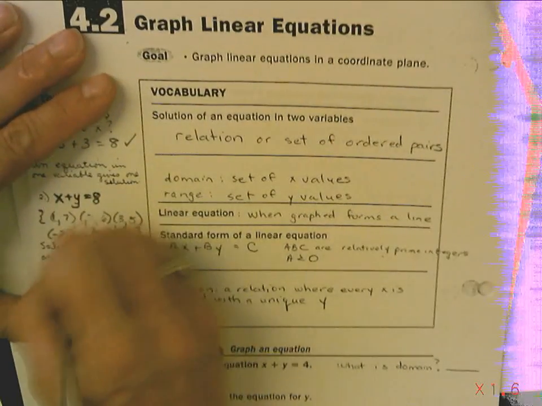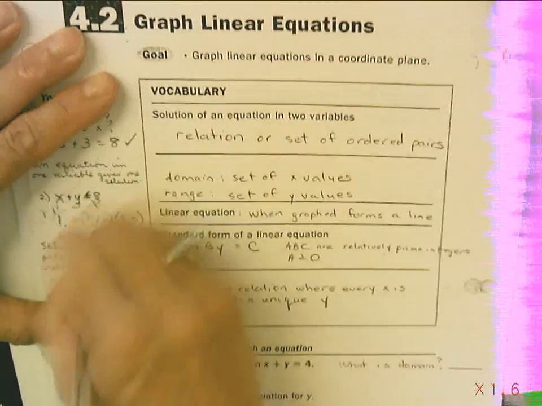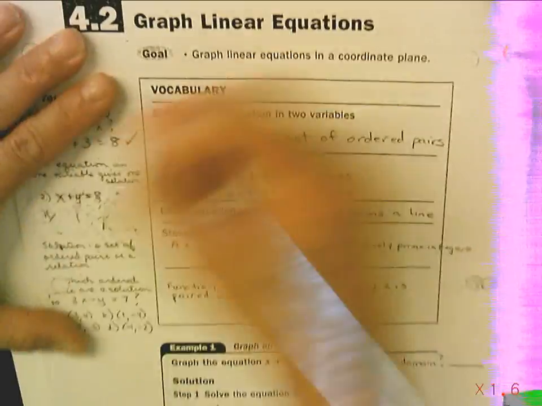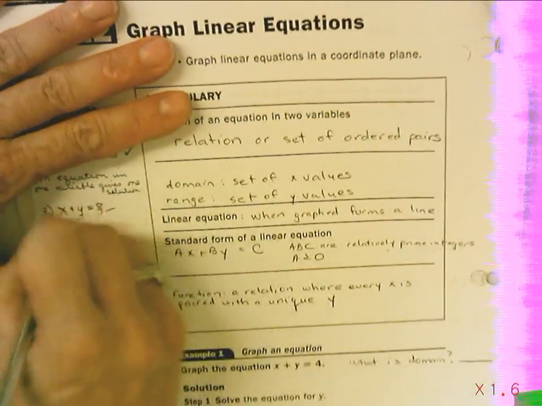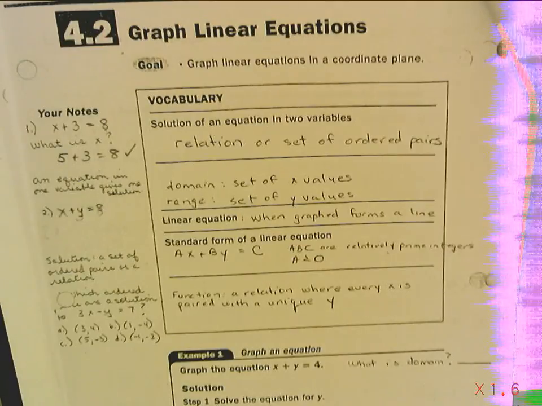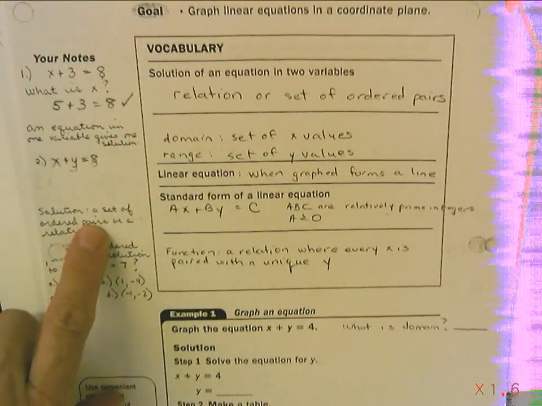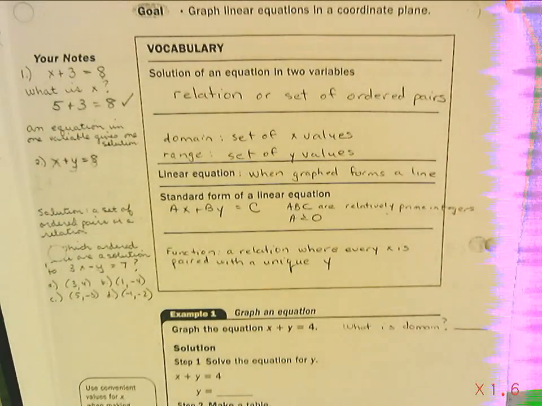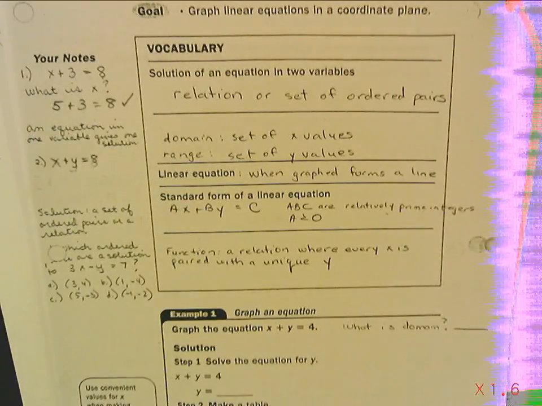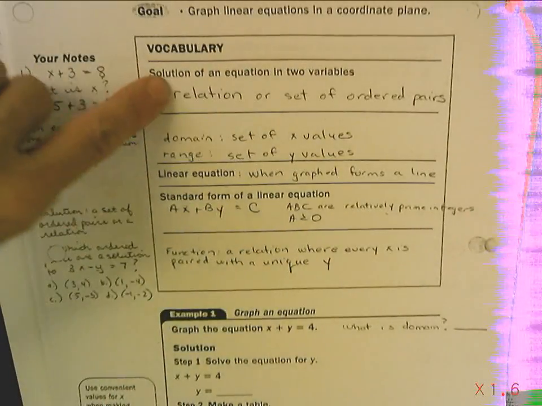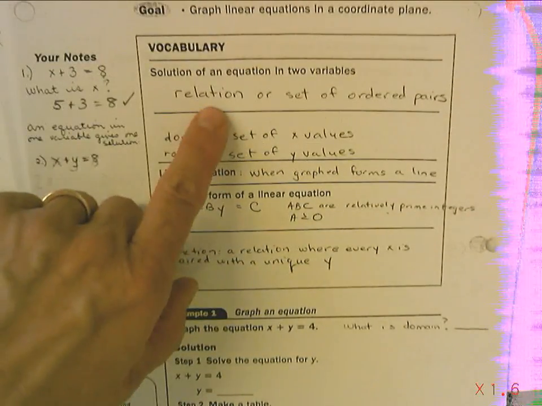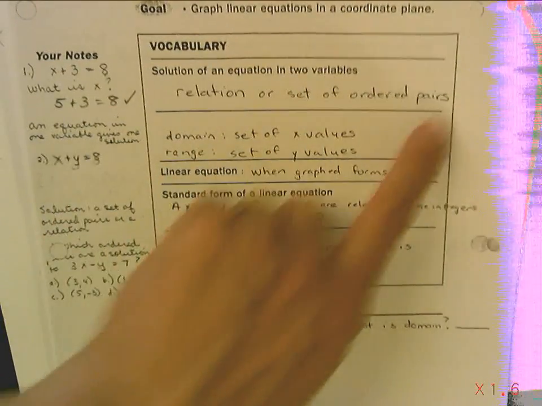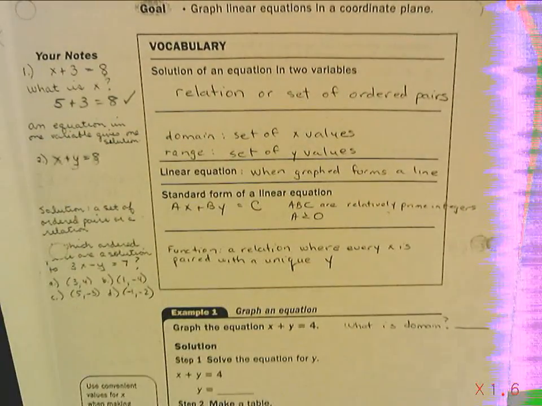Okay? But all of the solutions are ordered pairs. So an equation in 2 variables has a solution of ordered pairs. And a set of ordered pairs is called a relation. So the answer to an equation in 2 variables is a relation or a set of ordered pairs. Okay? So over here, the solution of an equation in 2 variables is a relation or set of ordered pairs. You need to know that a relation is a set of ordered pairs. That's an important vocabulary word.